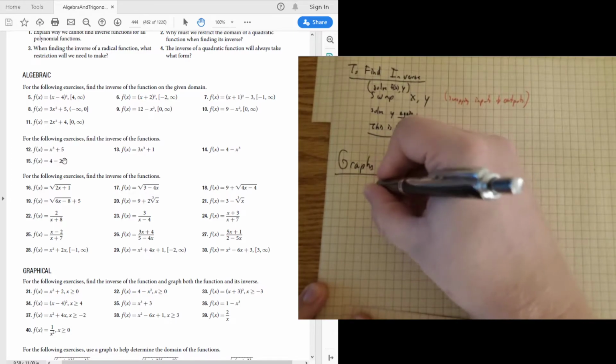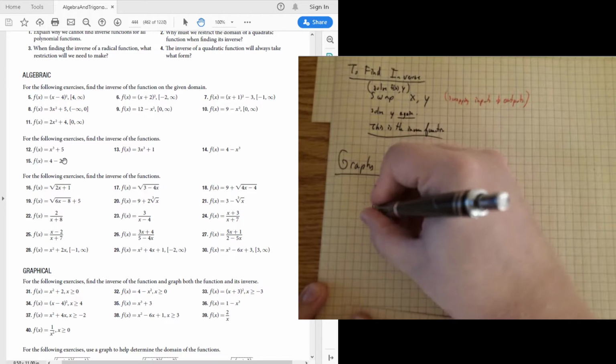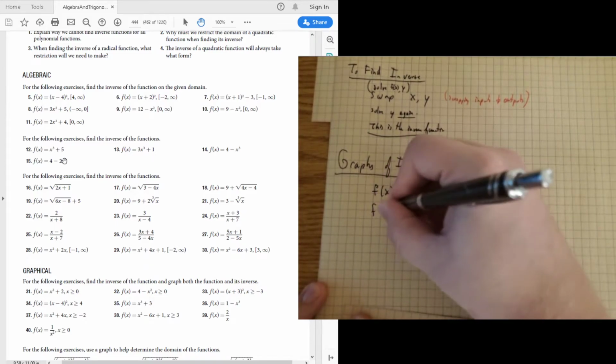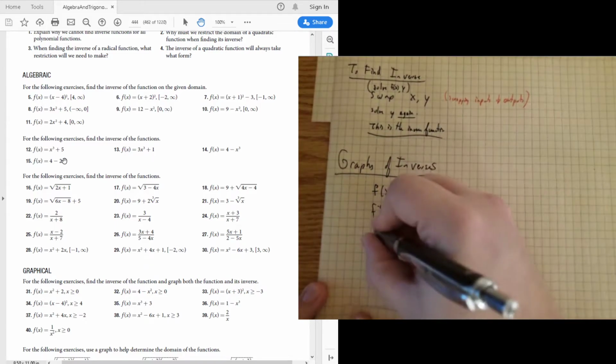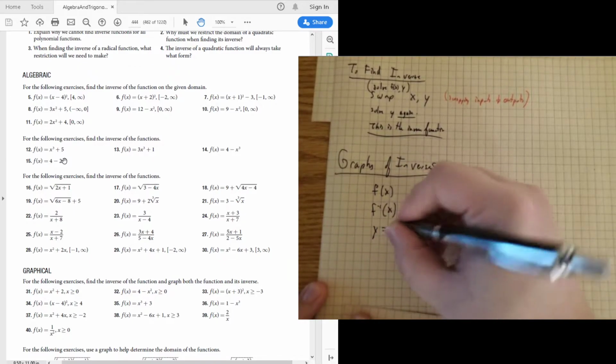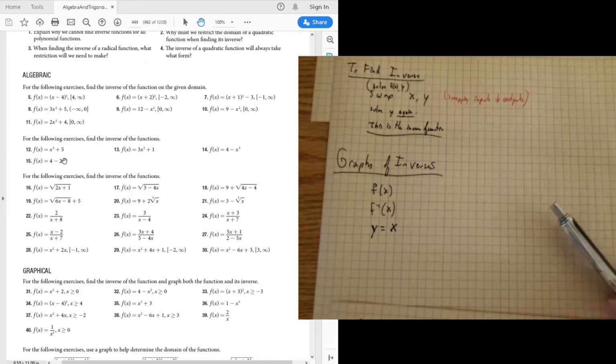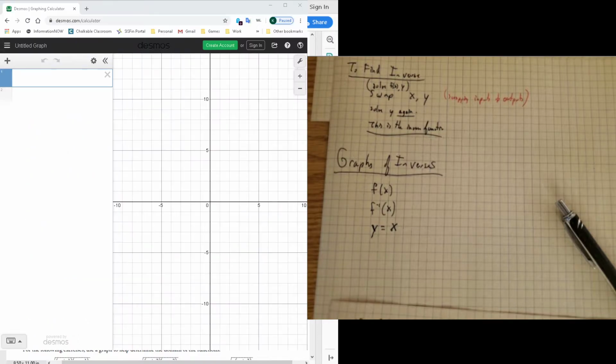So what you want to do is graph our f of x function. You want to graph the inverse function. And there's one more function I want you to graph. It is the basic function y equals x. Now I'm going to show this once on Desmos and once without Desmos using a standard calculator, just to showcase how these kind of fit.